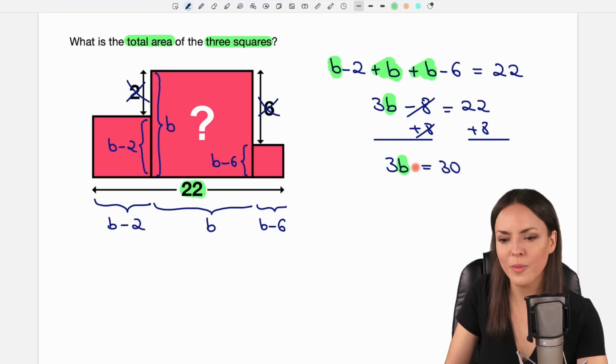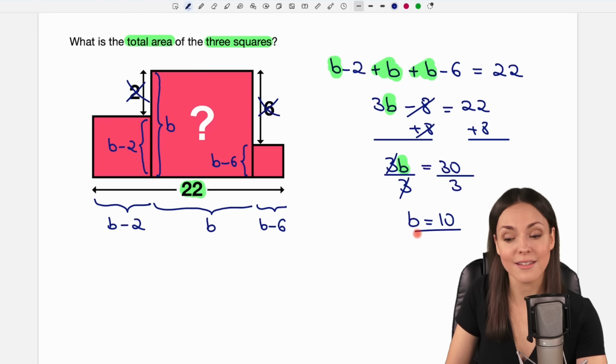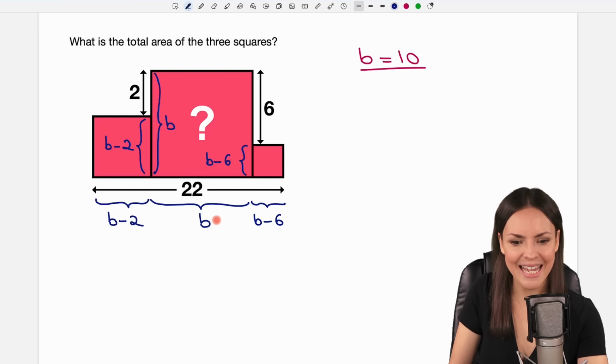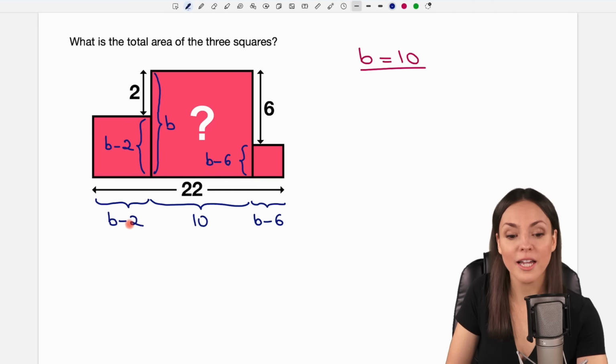So to solve for B, we divide both sides of the equation by the 3 so that this cancels out. We have our B, and 30 over 3 equals 10. We have the length of our B. We know that B equals 10, so we can replace this here. 10 minus 2 equals 8 then. 10 minus 6 equals 4 then.